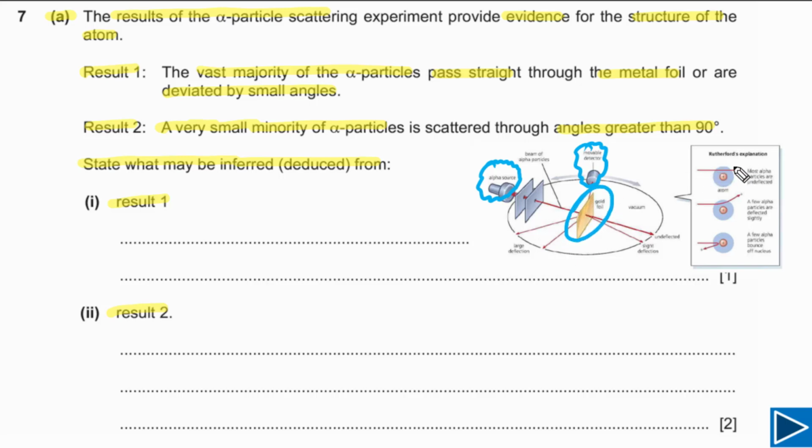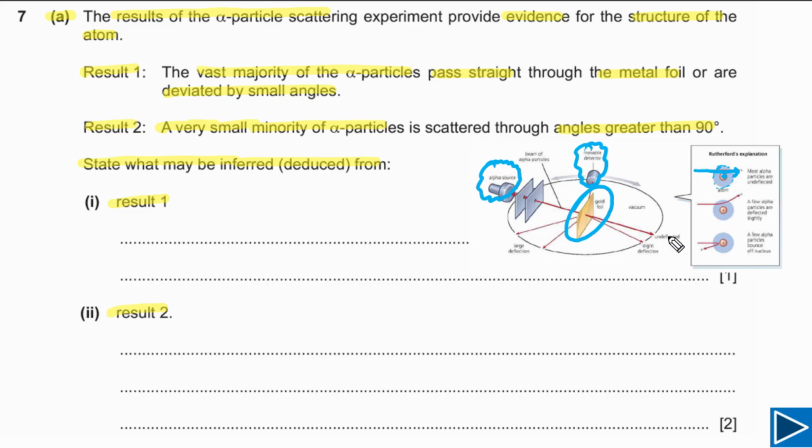Now, if you look at this second figure, means if you look at only one atom. So this is representing only one atom. And you can see at the center of the atom is nucleus. And most of alpha particles, they just went straight through this atom. And this is our first observation.